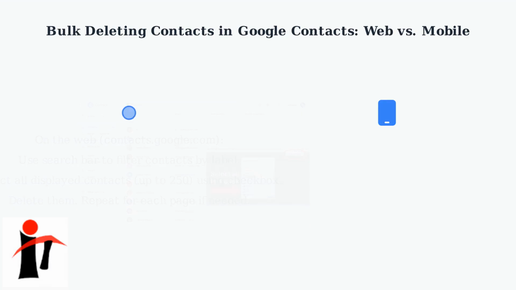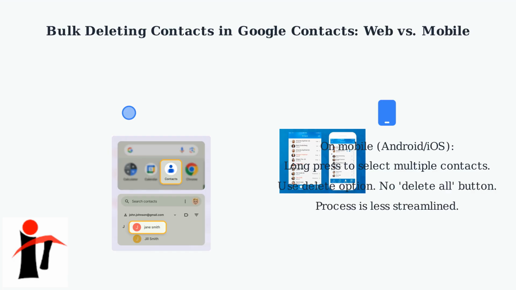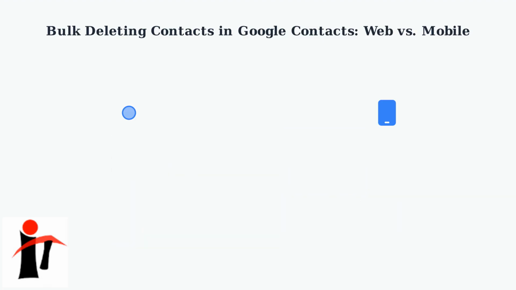However, a true delete all button doesn't exist, so you may need to repeat the process for each page of contacts. On mobile, you can select multiple contacts via a long press and multi-select mode, then use the delete icon, but the process is less streamlined and a delete all option is notably absent. Due to mobile interface limitations, full bulk deletion is web-centric, requiring you to use the web interface for complete removal.